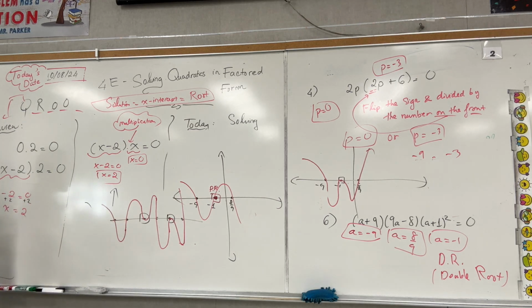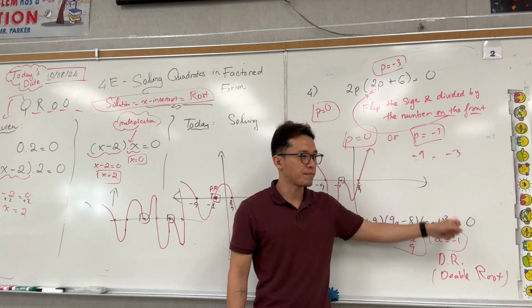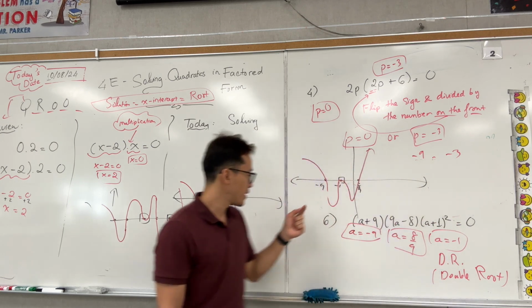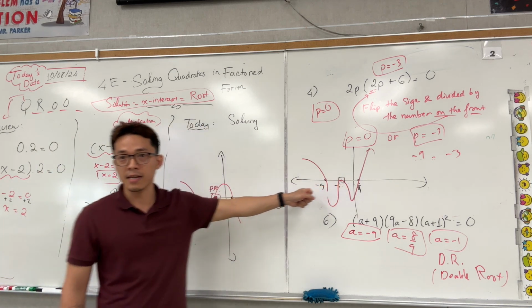That's how the double root is very important. Make sense? Later on, we will learn about this. That's why, from now on, every time you see the square or you see the even power, you need to write double root to remind yourself, oh, this point right here, they're going to be bounced back. Make sense? All right.